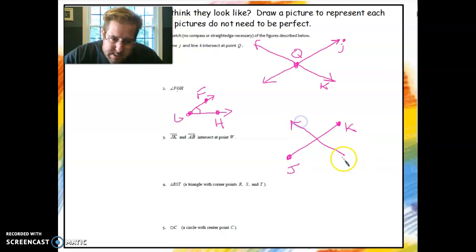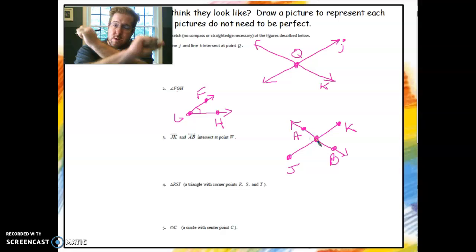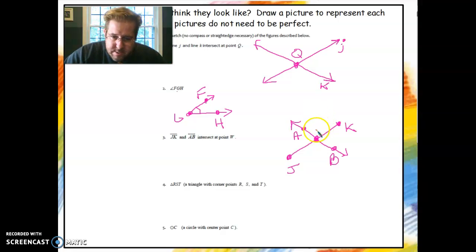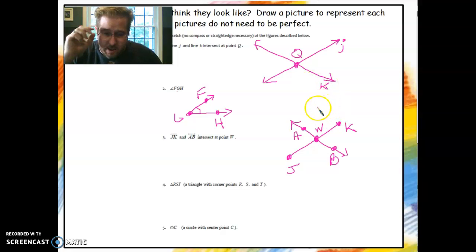All right, so it's line AB, so I need to put points here. Here's A. Here I'm going to put B. And that they intersect at point W. So intersect means to cross. So that intersected point is W. That's where the line and the segment cross each other. That would be the word intersect.